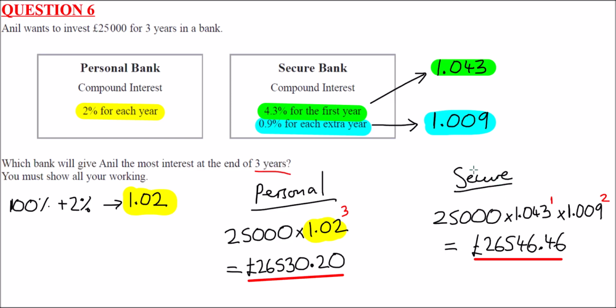But you need to show this working in order to justify your answer. You can't just guess secure. This is the working needed. Then you say, therefore, secure bank gives the most interest. So really important we conclude by answering the question we were told to answer. So the actual answer is to say it's the secure bank that gives the most interest. And silly me, I've missed out the word most here. Secure bank gives the most interest. There we go.